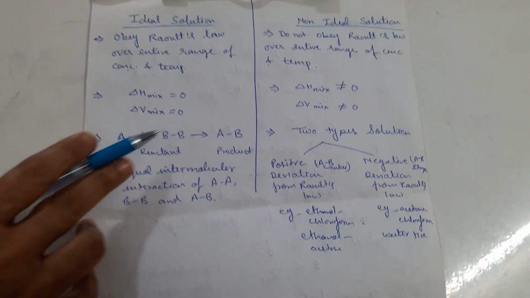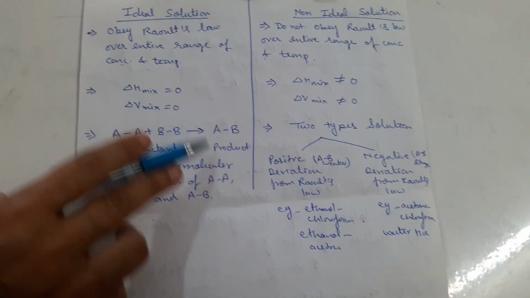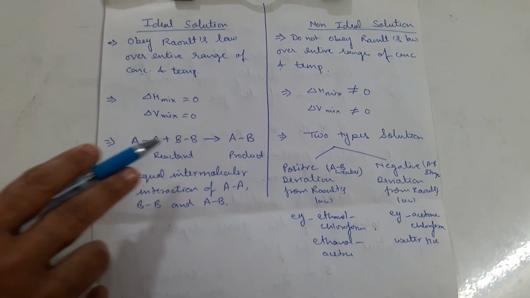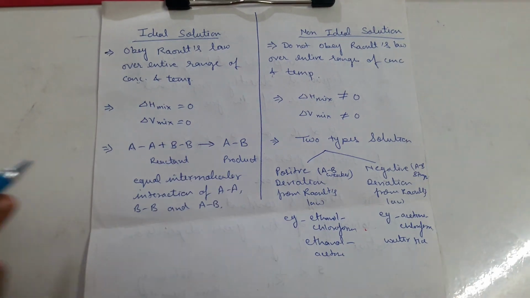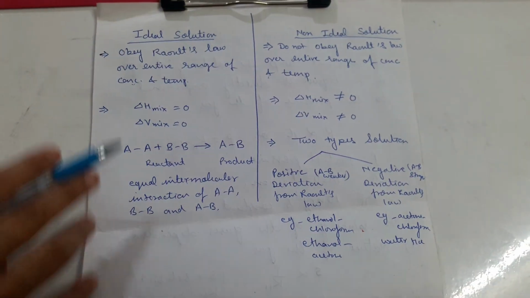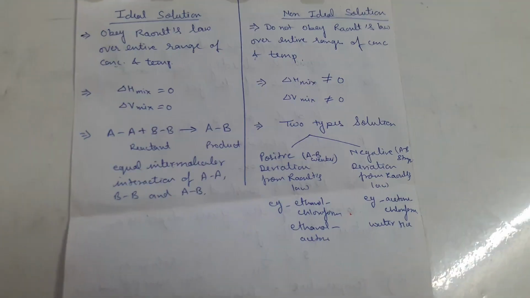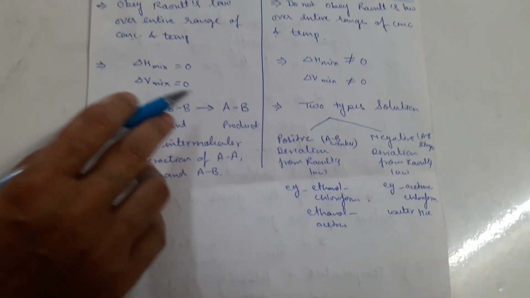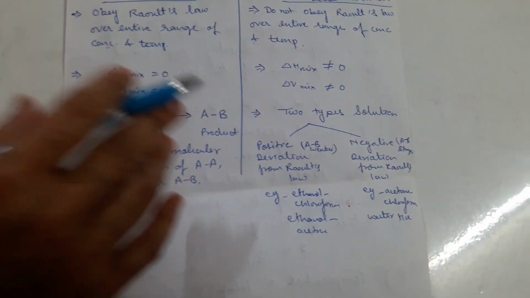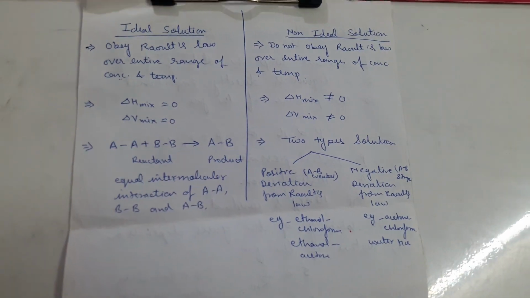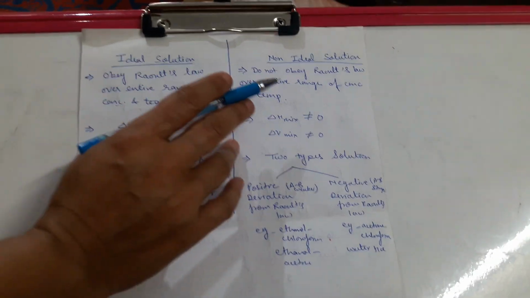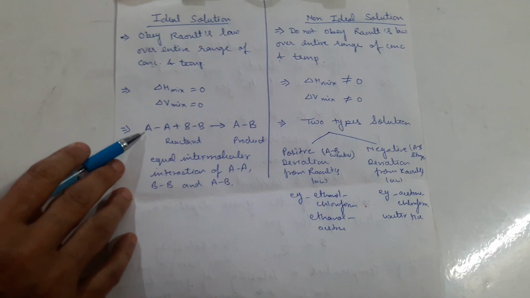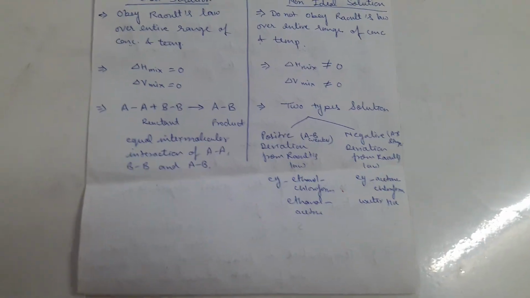If A-A reacts with B-B and forms the product A-B, the intermolecular interaction of A-A and B-B is equal to the interaction between A and B, which is the case in an ideal solution. In the case of ideal solution, the interaction between the molecules of the reactant is equal to the interaction between the molecules of the product. In the non-ideal solution, the interaction between the reactant and product is unequal.